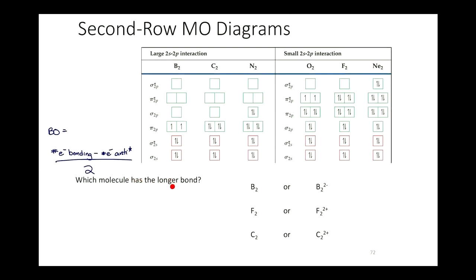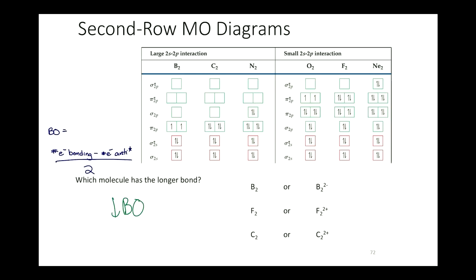Which molecule has the longer bond? So remember how bond length relates to bond order? So if we're looking for the longer bond, what molecule do we want to choose in terms of bond order? The smaller, lower bond order. That's the one that we're looking for. So unfortunately, for these pairs, we just need to calculate bond order for them in order to figure out which one has the longer bond.